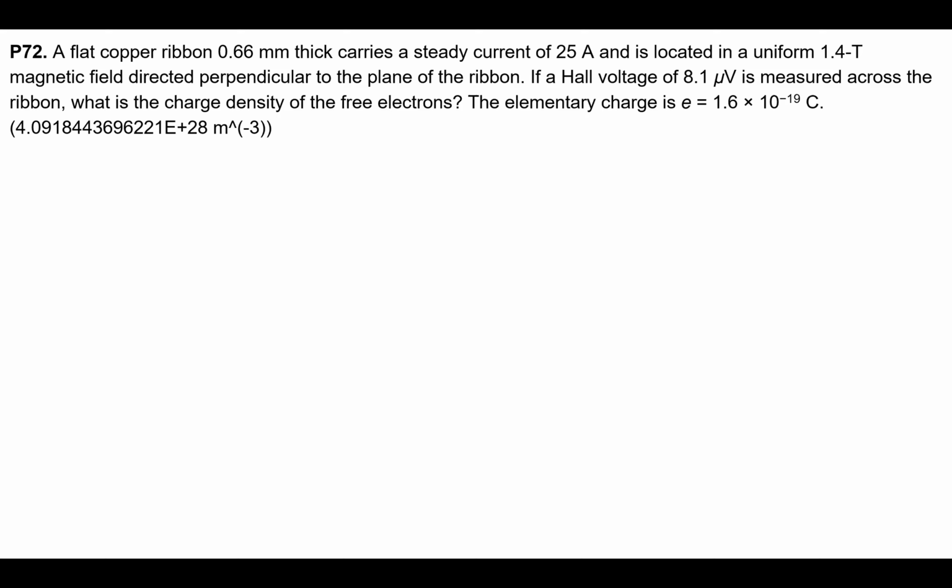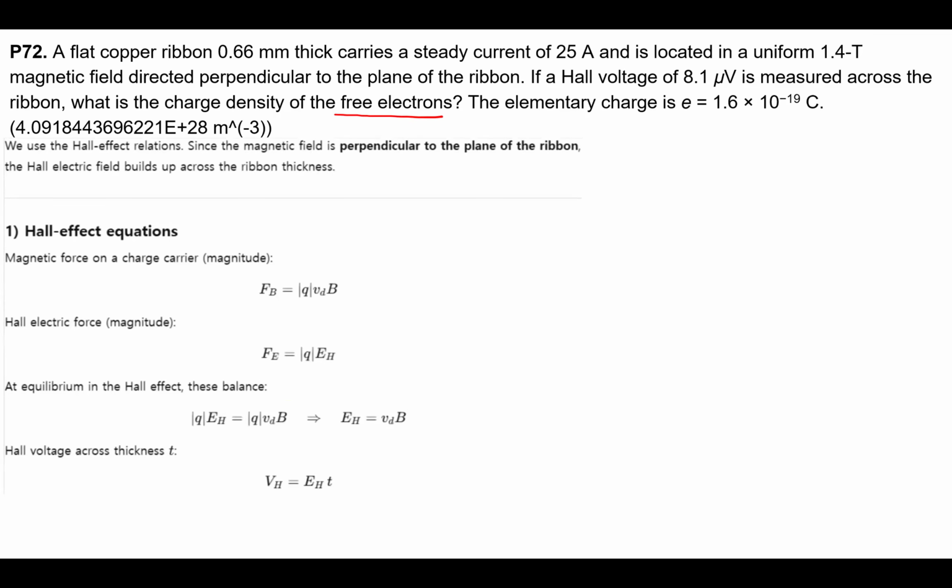Problem 72: a flat copper ribbon of thickness T carries a steady current and is located in a uniform Tesla magnetic field directed perpendicular to the plane of the ribbon. If the Hall voltage is this one, measured across the ribbon, what is the charge density of free electrons? So it's a fundamental Hall measurement problem. Okay.